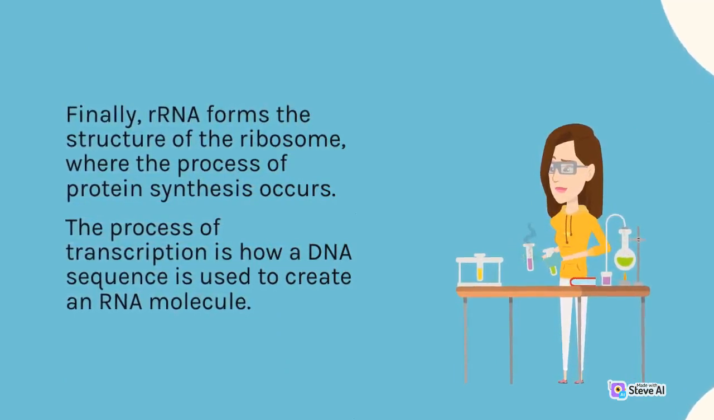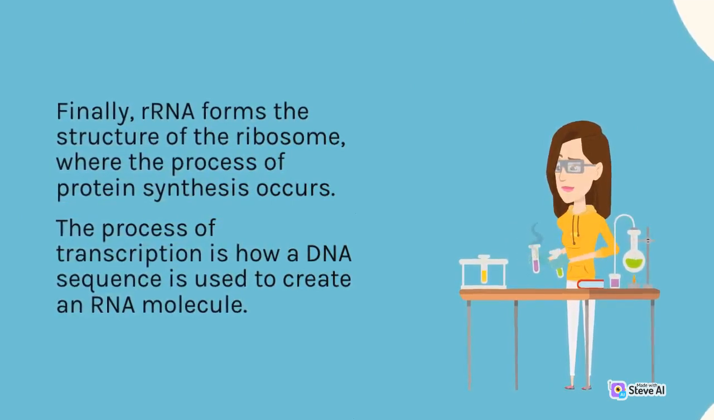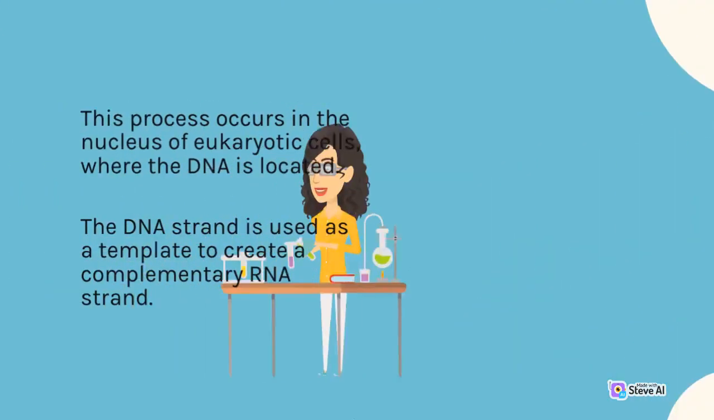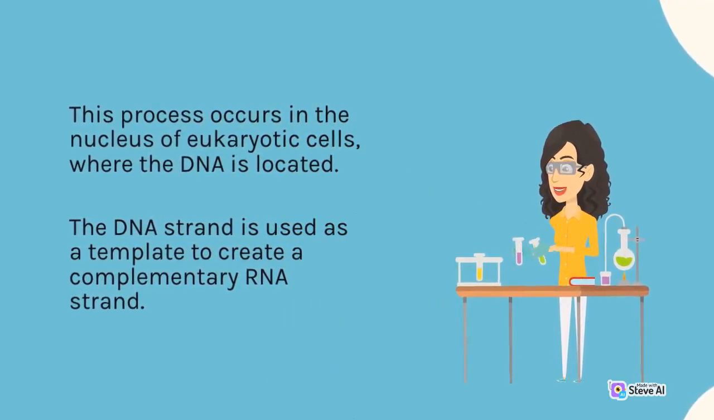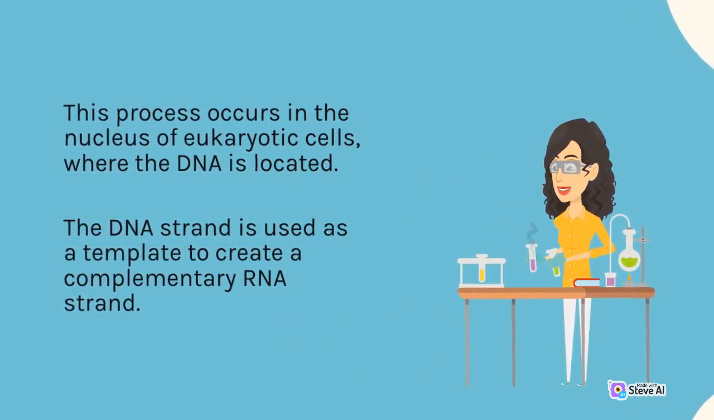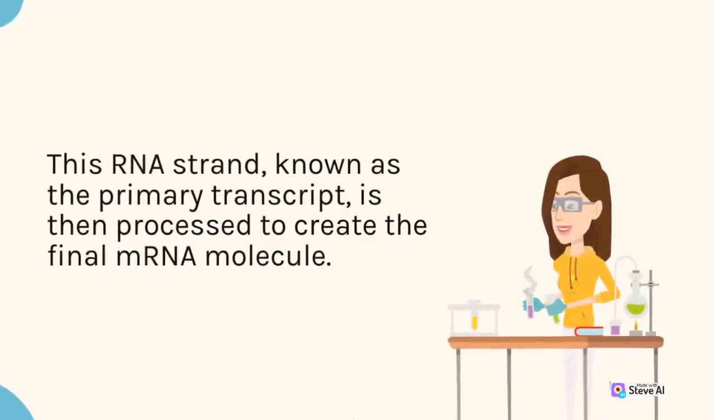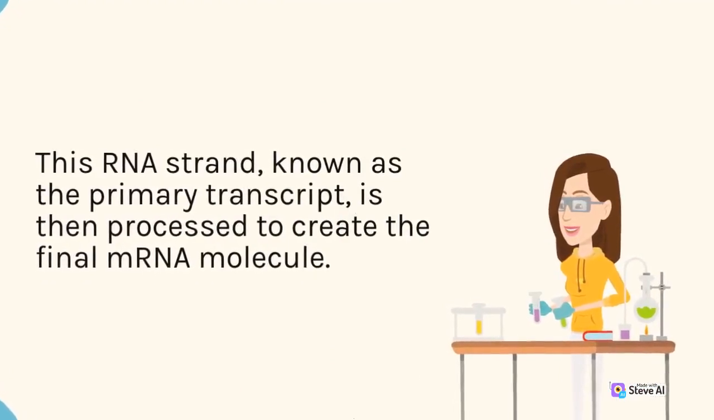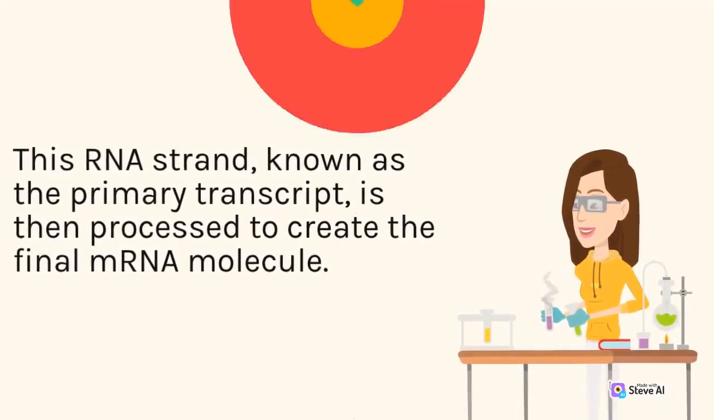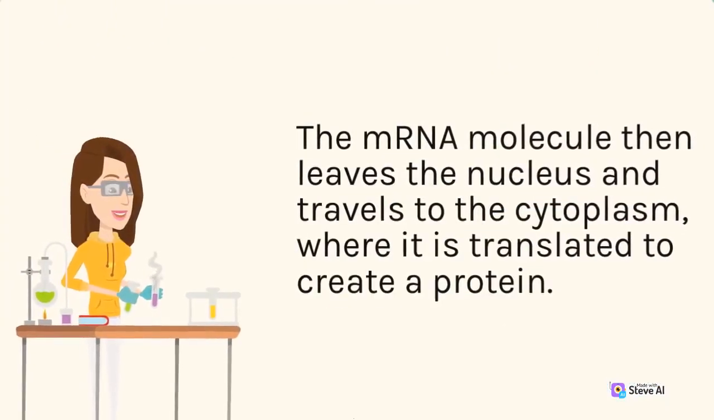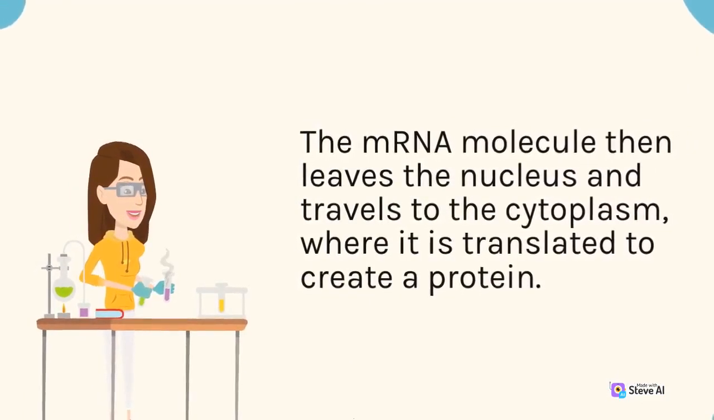The process of transcription is how a DNA sequence is used to create an RNA molecule. This process occurs in the nucleus of eukaryotic cells, where the DNA is located. The DNA strand is used as a template to create a complementary RNA strand. This RNA strand, known as the primary transcript, is then processed to create the final mRNA molecule. The mRNA molecule then leaves the nucleus and travels to the cytoplasm, where it is translated to create a protein.